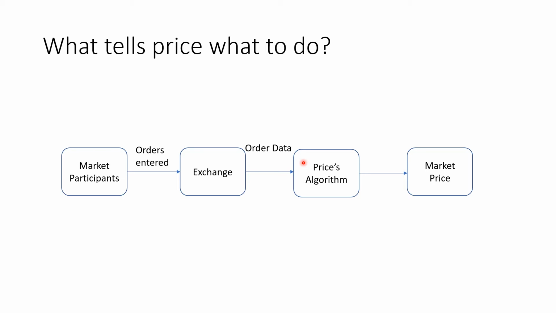But the most important part to know is that basically market participants enter orders through an exchange. Order data is received or input into a price algorithm, however price is being priced in that way. And that's what ends up shooting out your market price. That's what you see on the charts. So the most important part to remember here is that price's algorithm is what's displaying the price that we're looking at on the charts.